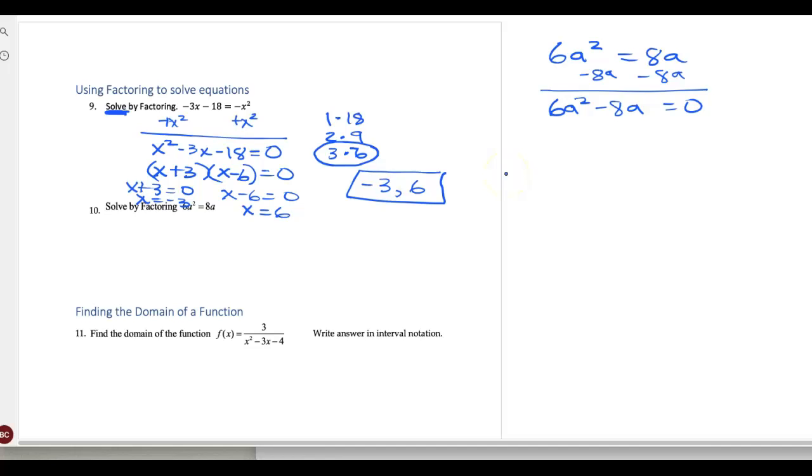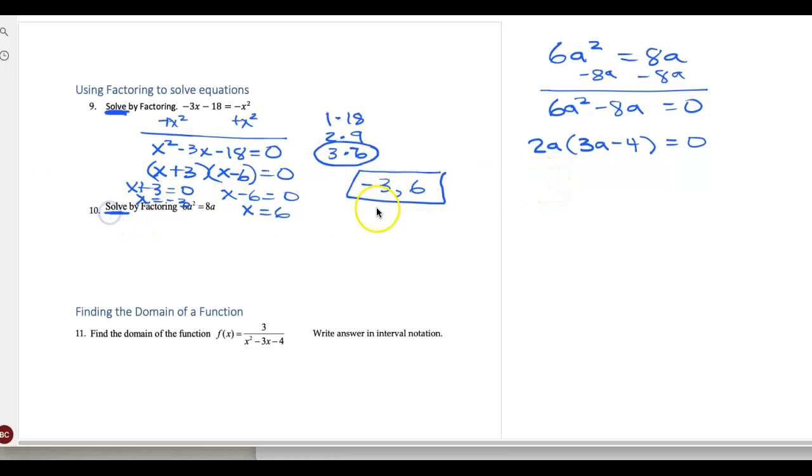What do you guys think here? Greatest common factor. Yeah, always look for that greatest common factor. What is the greatest common factor of those two terms? 2a. Yep, so 2a comes out. And then what are we left with? 3a minus 4. Yep, 3a minus 4, and then equals 0. Am I done? Not yet. Not yet, right?